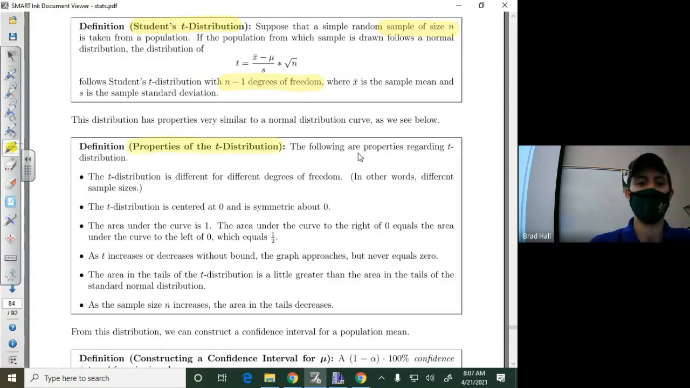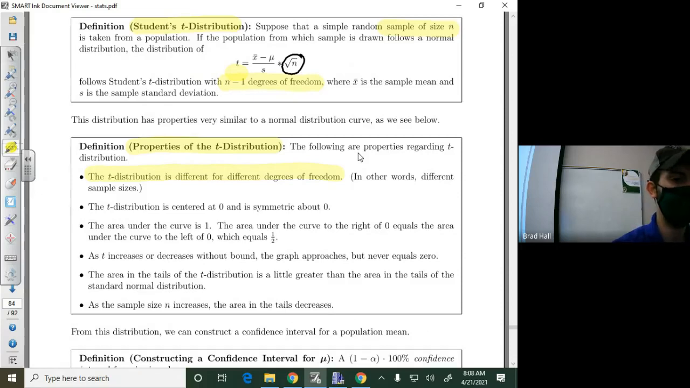So the properties here, well, because the formula requires a sample size n, then the T distribution is going to be different for different degrees of freedom. Degrees of freedom is just one less than the sample size, so it makes sense that the variable T here will be different for each sample size that you have, because there's an n in the formula.